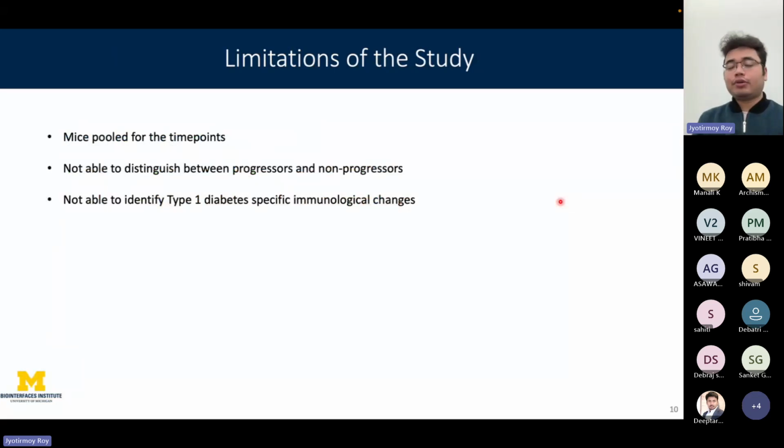since they pooled mice at all these 3 time points, basically they took 5 to 8 or 8 to 9 mice, extracted the pancreas, and pooled all of them together. They were not able to distinguish between progressors and non-progressors. What do I mean by that is as follows.